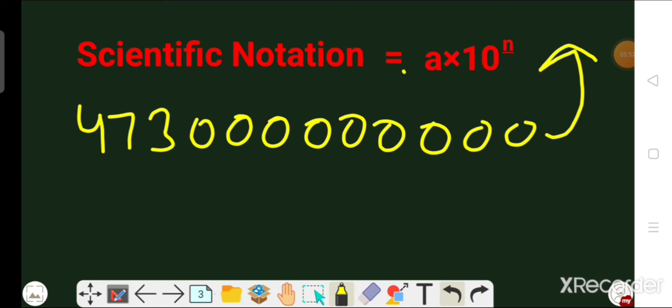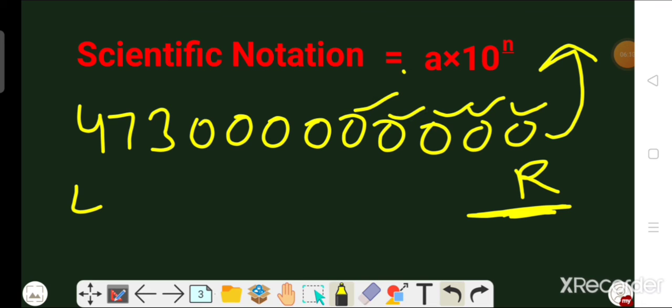To represent this number in scientific notation, firstly start counting the places from the right side. This is the right side and this is the left, so we have to start counting from the right side. 1 2 3 4 5 6 7 8 9, and we have to count up to the nonzero integer. We have to count up to the nonzero integer.